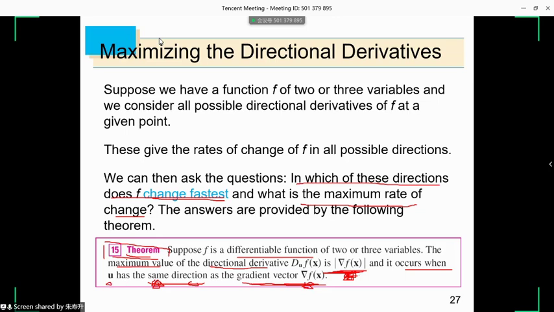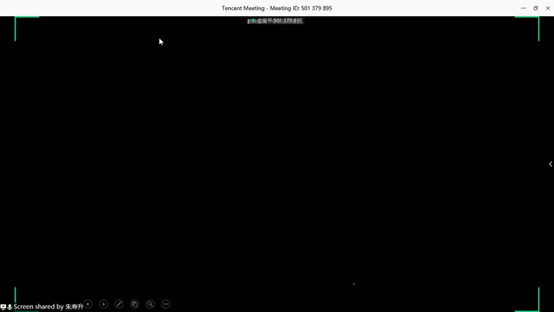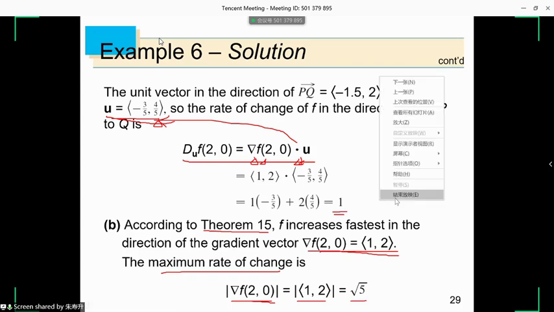Okay. This is first, this is section 15.5. So this is all of this. Now we have finished this part.